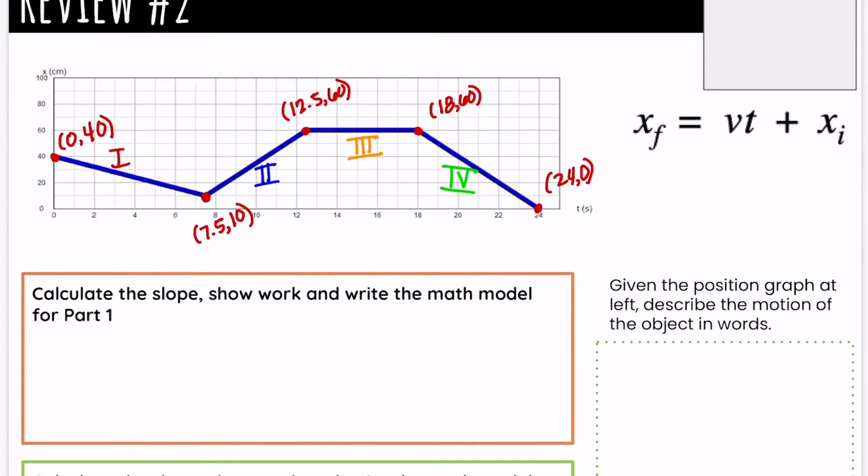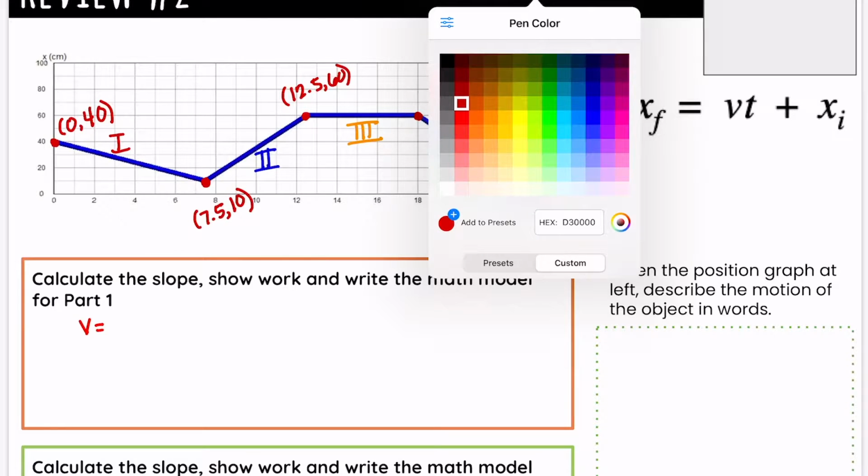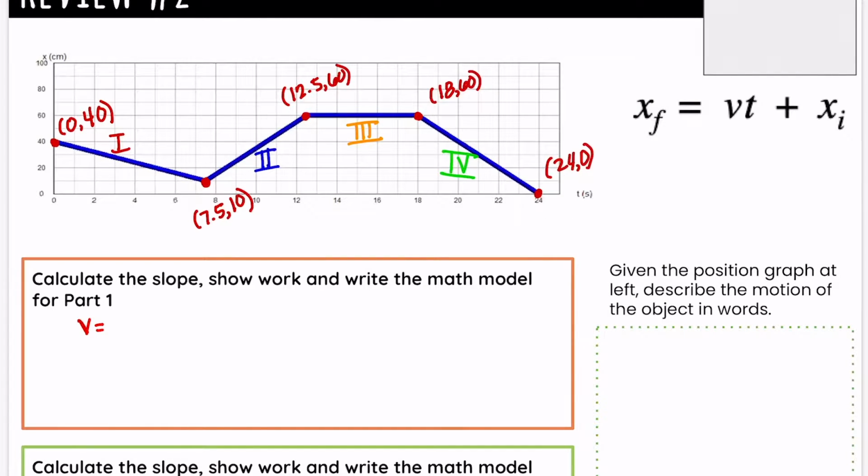We're going to calculate the slope, show our work, and we're going to write the mathematical models for some of the segments, but not all. And so the equation for a mathematical model is xf is equal to vt plus xi. And so to calculate our velocity, we're going to calculate the slope of our first segment. So we're going to find the difference between the 2 points, 0, 40, and 7.5, 10.